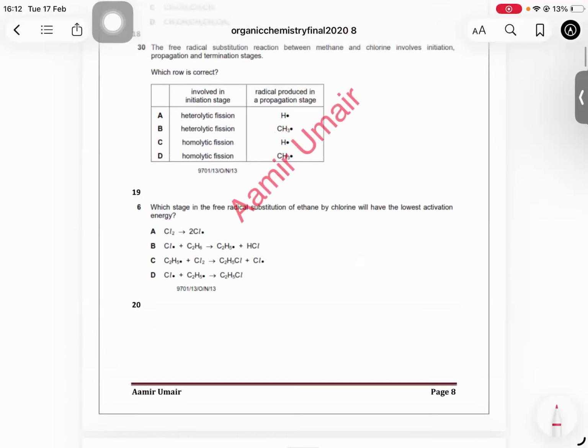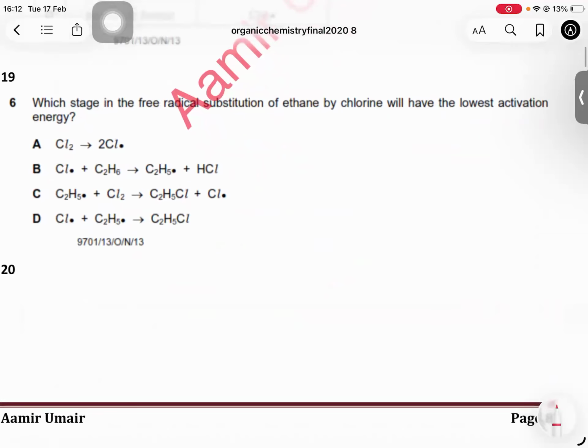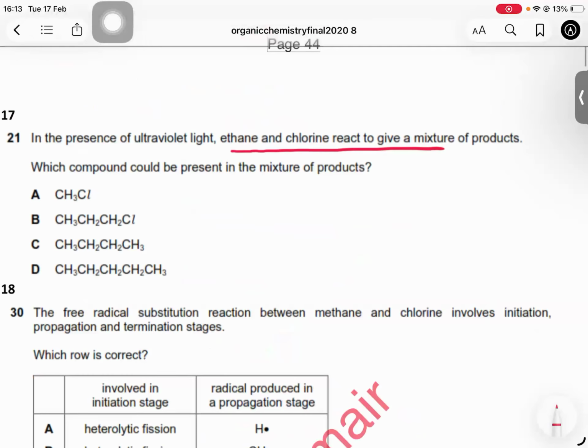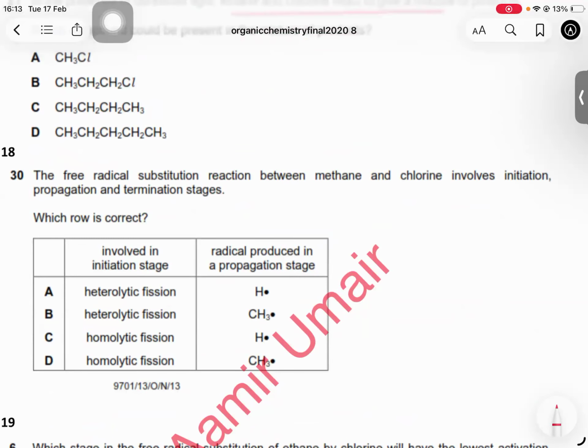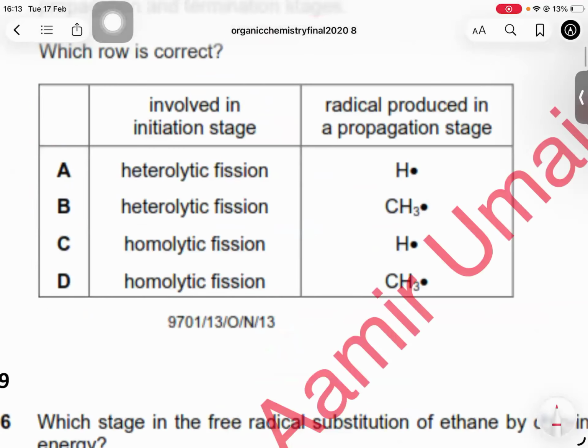Okay, here it is. Which stage in the free radical substitution of ethane by chlorine will have the lowest activation energy? That comes later. Here, the free radical substitution reaction between methane and chlorine involves initiation, propagation, and termination. Which row is correct? What happens in the initiation stage? Radical produced in the propagation stage.